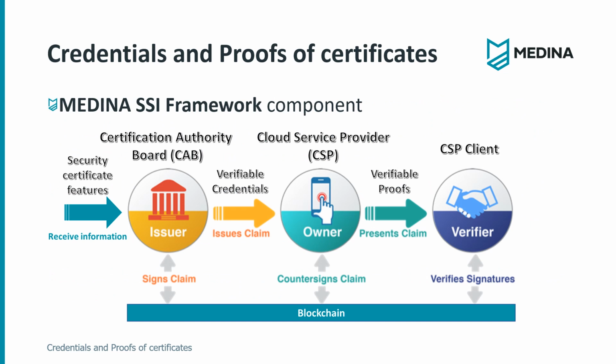Once the concept of self-sovereign identity is clear, let's introduce the MEDINA Self-Sovereign Identity Framework, which is the component in MEDINA which provides credentials and proofs of certificates. In the slide you can see the 3 actors involved in a generic self-sovereign identity architecture, particularized to MEDINA. First of all, we have the issuer, which issues verifiable credentials, making and securely signing claims about an individual or organization. In MEDINA, the issuer is the Certification Authority Board, the CAB. The CAB will receive input from the MEDINA framework.